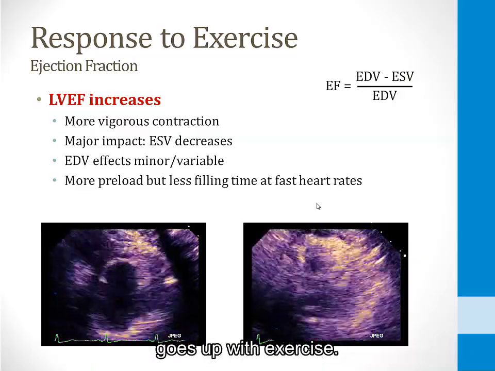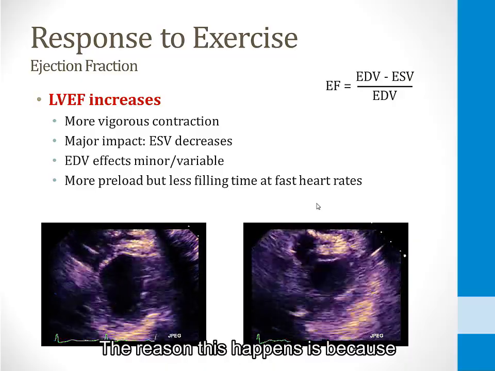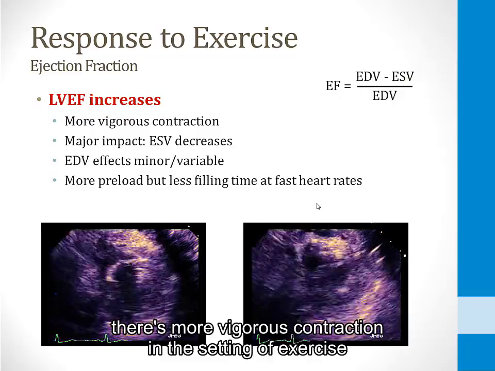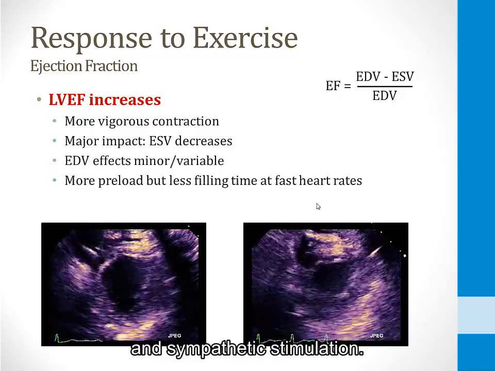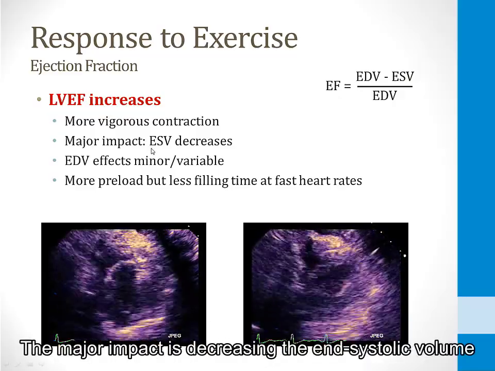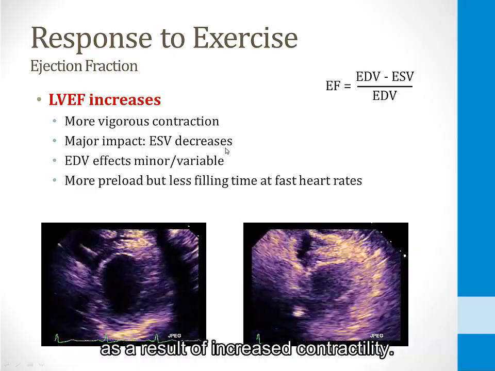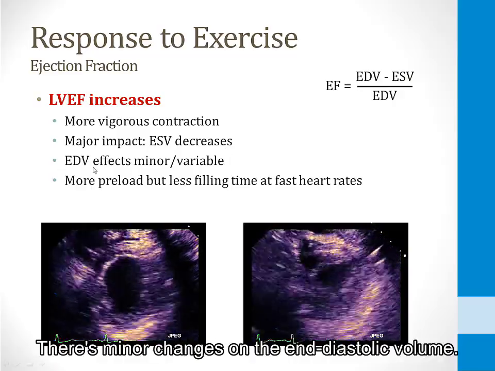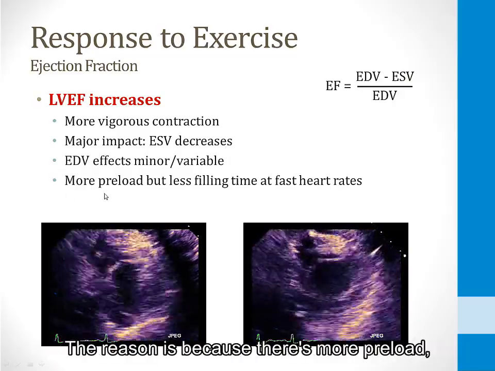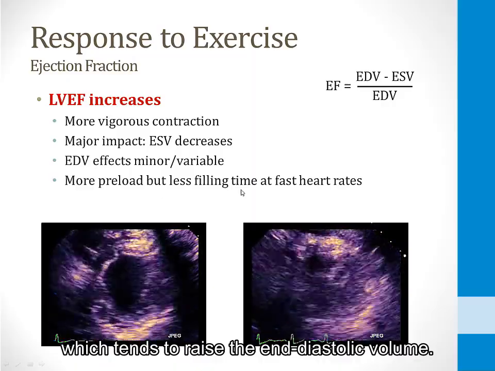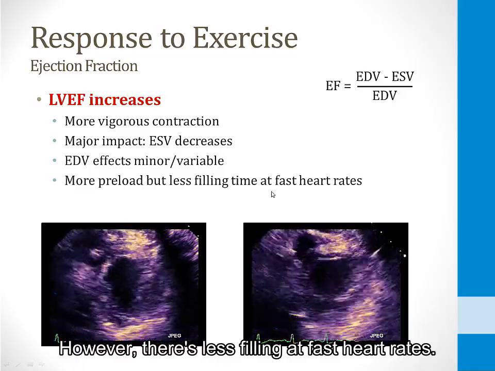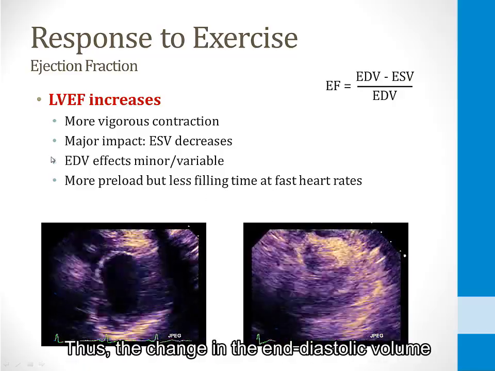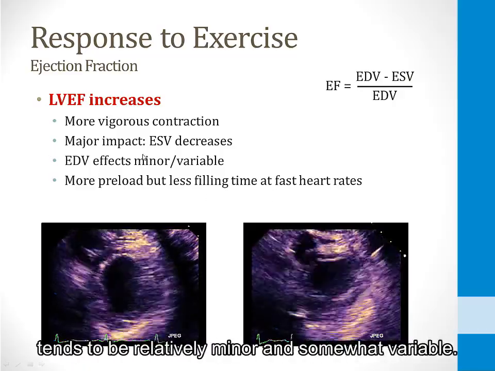goes up with exercise. The reason this happens is because there's more vigorous contraction in the setting of exercise and sympathetic stimulation. The major impact is decreasing the end systolic volume as a result of increased contractility. There's minor changes on the end diastolic volume. The reason is because there's more preload, which tends to raise the end diastolic volume. However, there's less filling at fast heart rates. Thus, the change in the end diastolic volume tends to be relatively minor and somewhat variable.